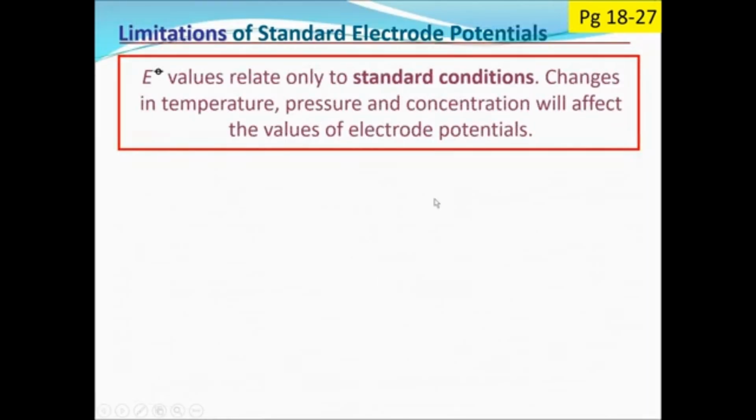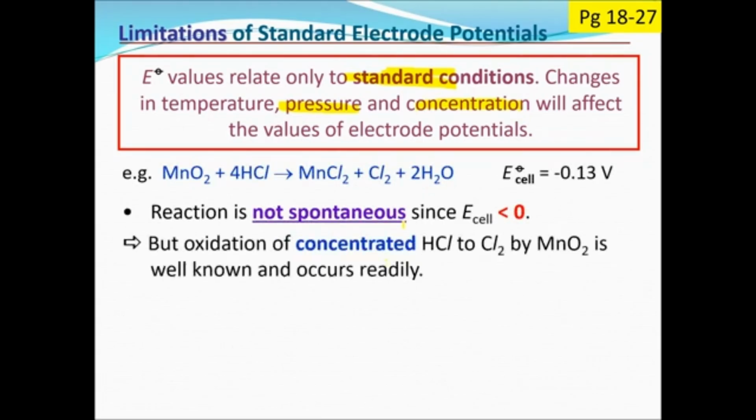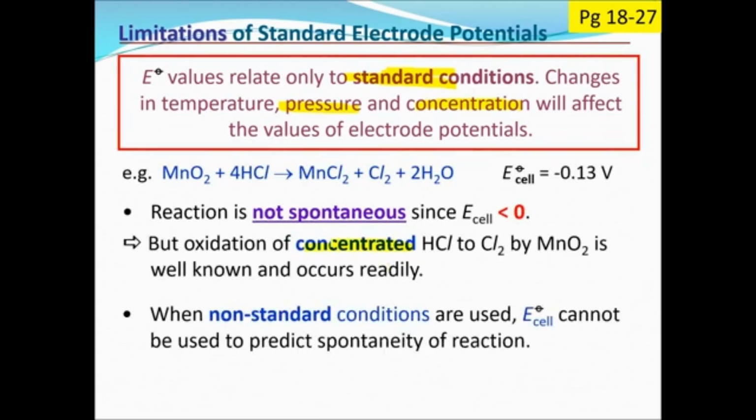The second limitation is due to the term here, standard, right? Because of standard, there's a certain 1 bar that we have given to it, a certain temperature of 298 Kelvin, a 1 mole per dm cube that we have given these values. But in non-standard condition, like in this example, if we had used a concentrated HCl, although the standard value will show that it's less than 0, it's negative, not spontaneous, if we use a concentrated HCl, it will react with MnO2. It's well known, we have shown these reactions before, because of a non-standard condition.